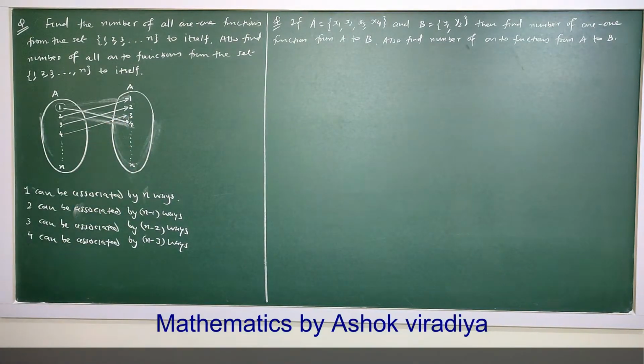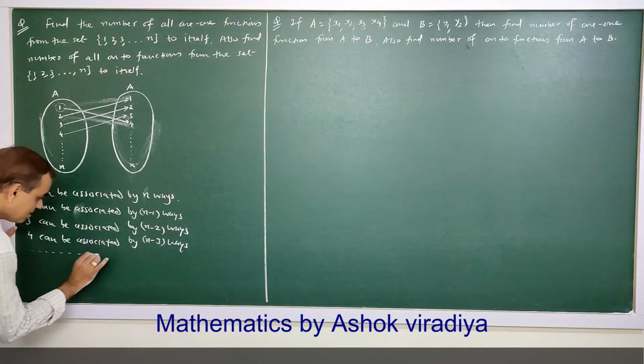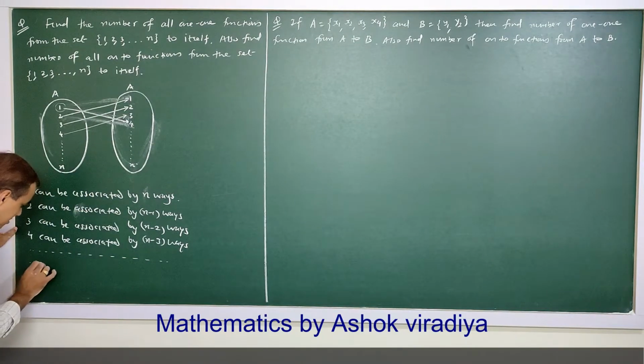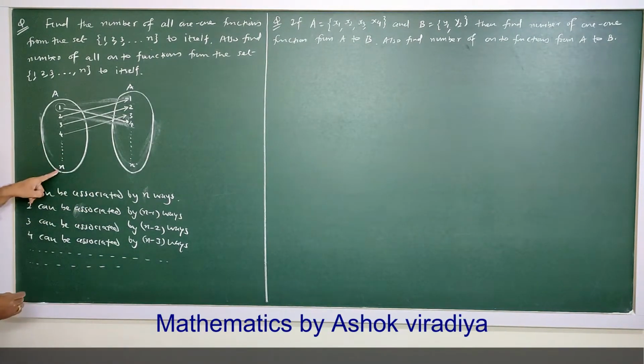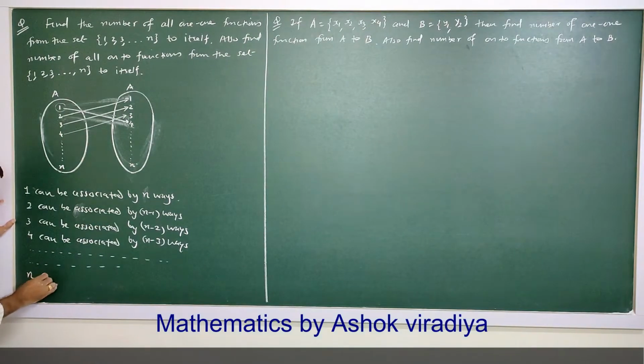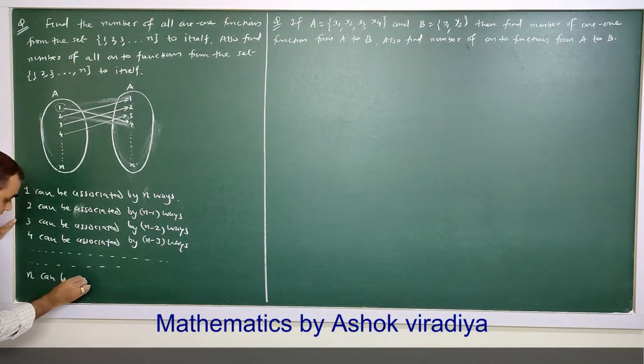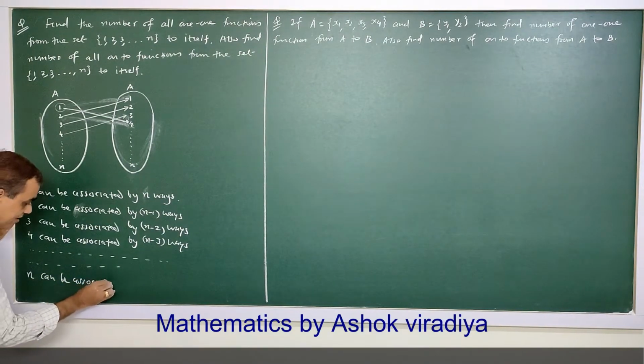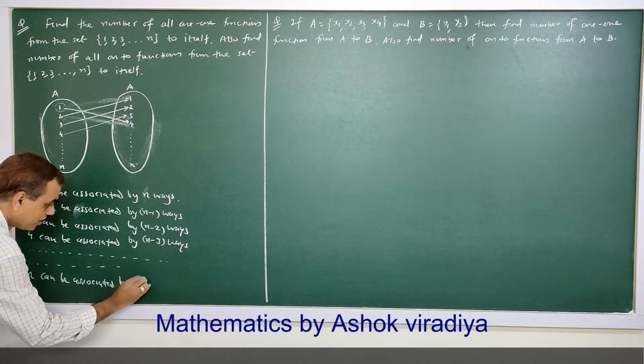So continuing this procedure, at last, when n is reached, on this side only one number will be left, so n can be associated in only one way.